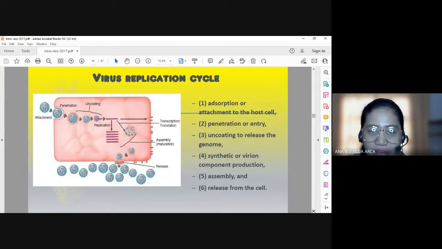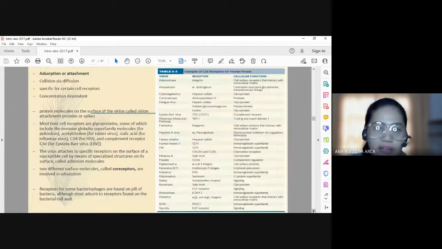And then after that, kapag nabuo na yung kanyang itsura, yung kanyang structure, then it will be released from the cell through budding or apoptosis. Depende yan kung anong virus yung pumasok. So, that is just an overview. Isa-isahin natin yung mga steps na yan kung paano siya nangyayari. Again, adsorption, penetration, uncoating, synthetic or virion component production, assembly, and release. Those are the events in order of the viral replication cycle.